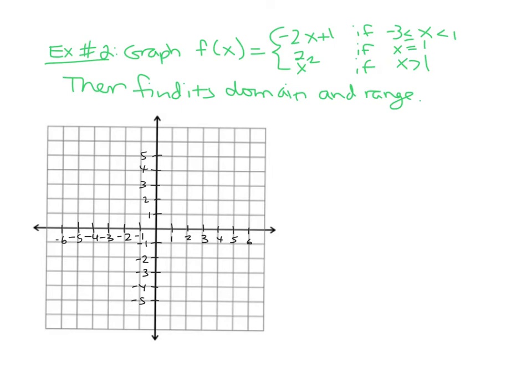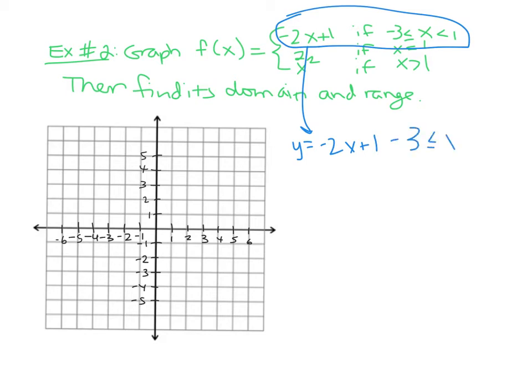Our second example is a little bit more complicated. So we're going to graph this same thing. I'm going to just do it step by step. So my first part of it, I am going to graph that as y equals negative 2x plus 1. That is going to be true only when x is between negative 3 and positive 1.